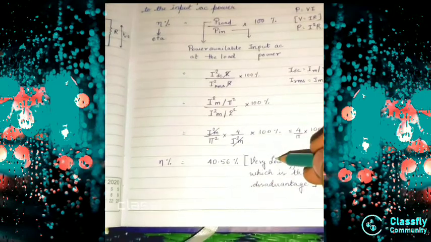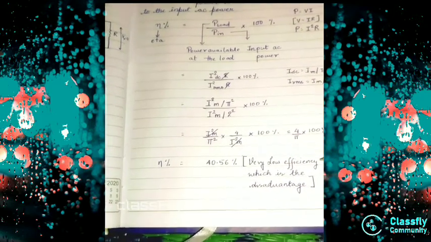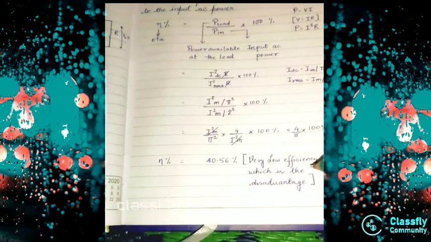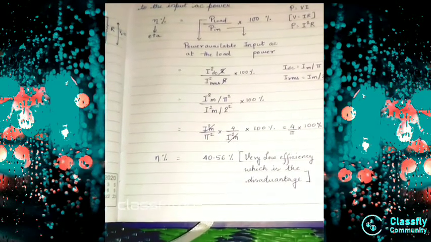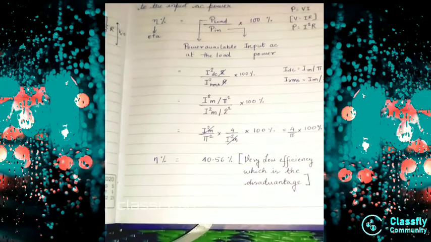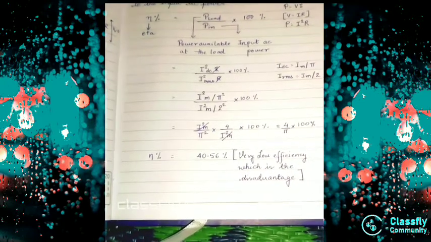When we solve this, we get 40.56%, and hence this is the very low efficiency of the half wave rectifier. This is a disadvantage of the half wave rectifier, because its efficiency is very low. When we do the full wave rectifier, we will see the difference.